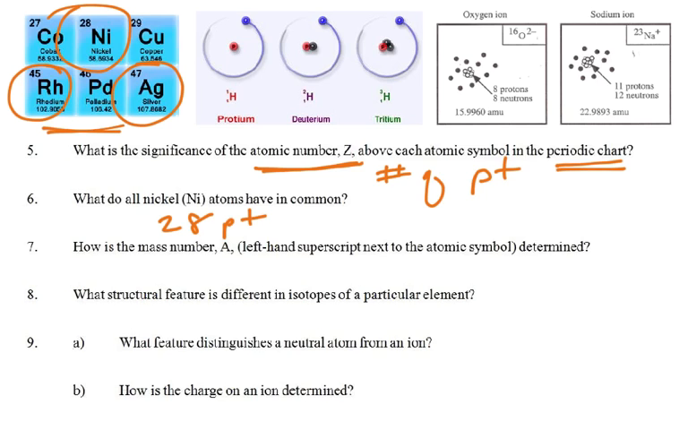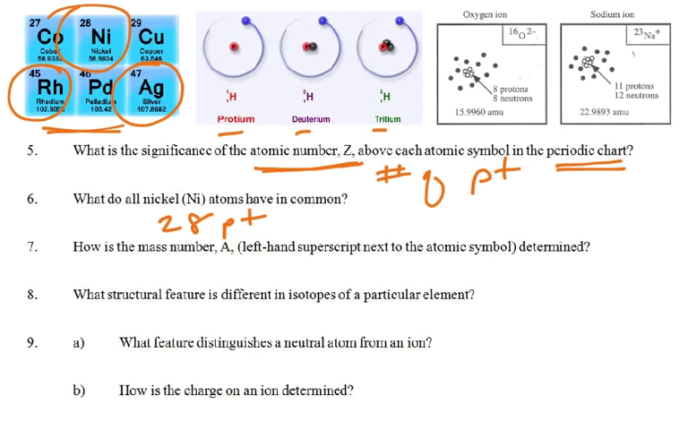Now, what about the mass number? It is the left-hand superscript next to the atomic symbol. We could see some examples here. That little left-hand number, that's a 1, that's a 2, and that's a 3. How is that determined? Well, it looks like the number of protons and the number of neutrons.